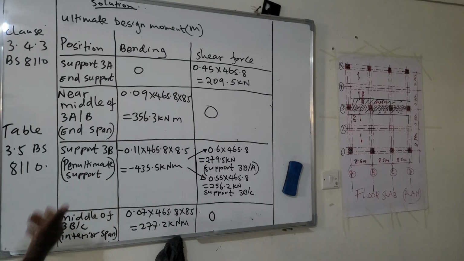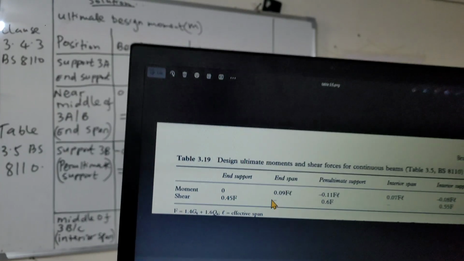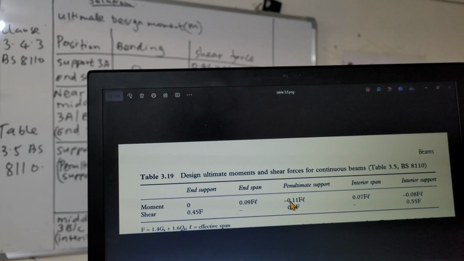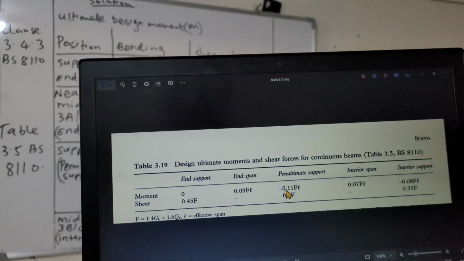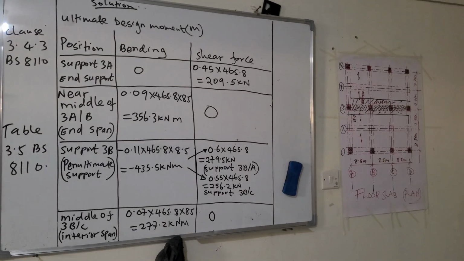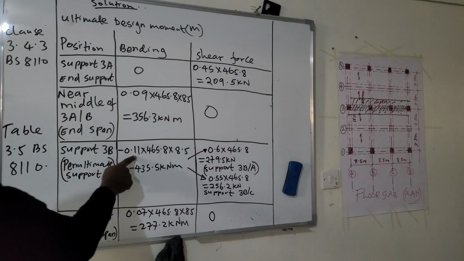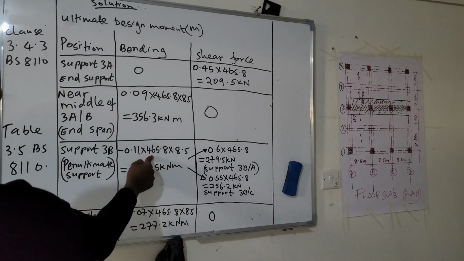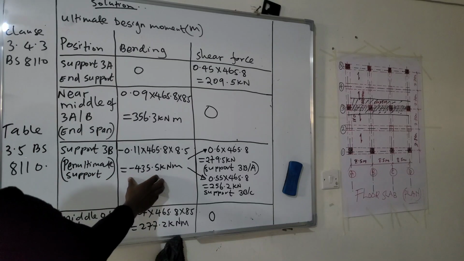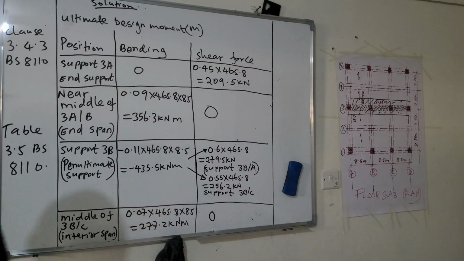We come to support 3B. Let's check for support 3B. That is penultimate support. As you can see, we have negative 0.11 FL. So negative 0.11 times F times L. F is 465.8, L is 8.5. If you carry out the operation, you will get 435.5 kilonewton meter. And then you have the shear for this one.